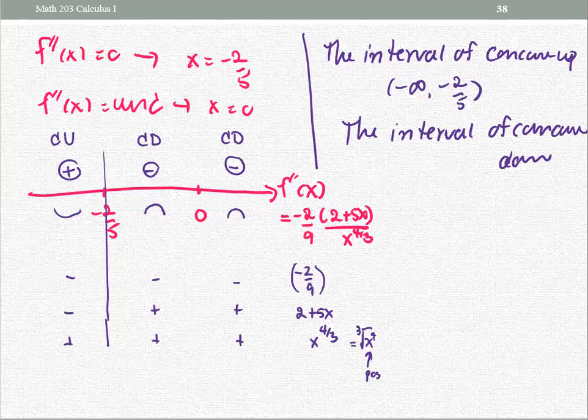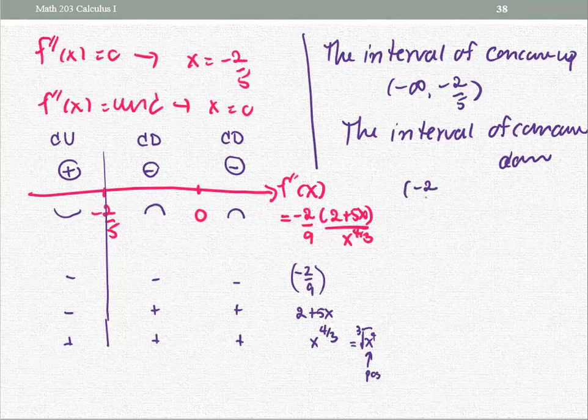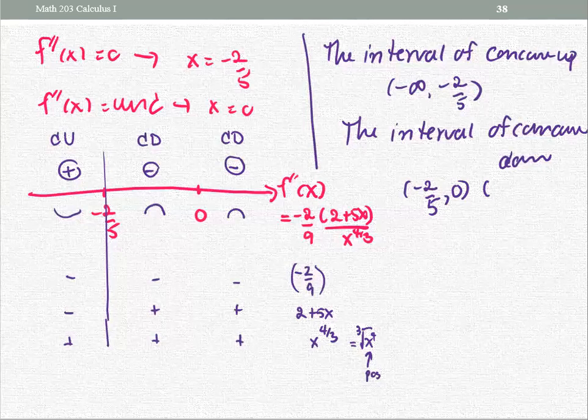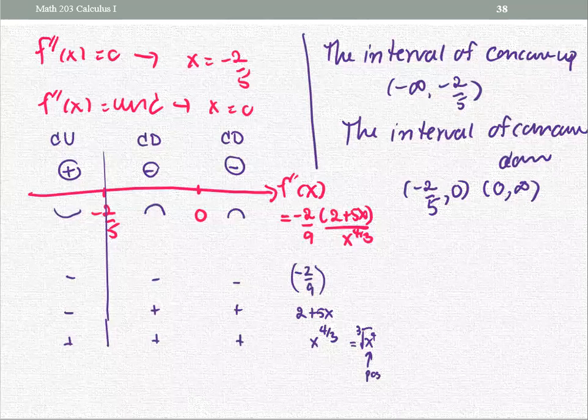or the sign negative is going to be two of them. You cannot combine them because 0 is kind of the resting point. It's going to be negative 2 over 5 to 0. Stop at 0 and start again right after 0, 0 to infinity. So you don't combine the two concave down intervals there because 0 is the breaking point.